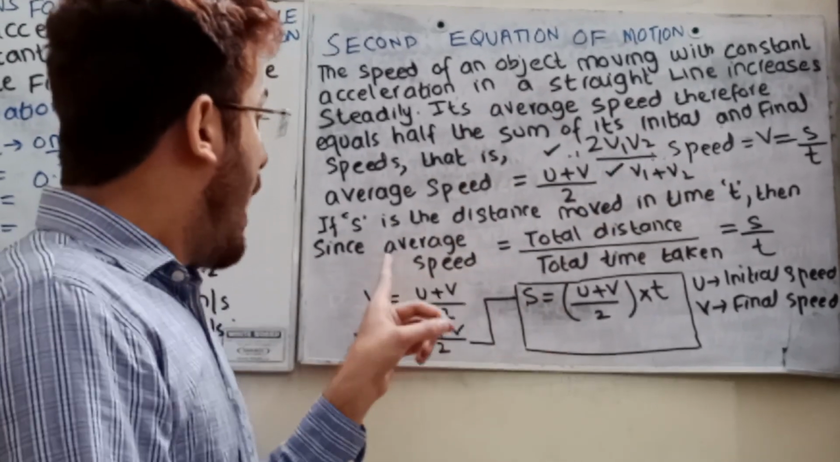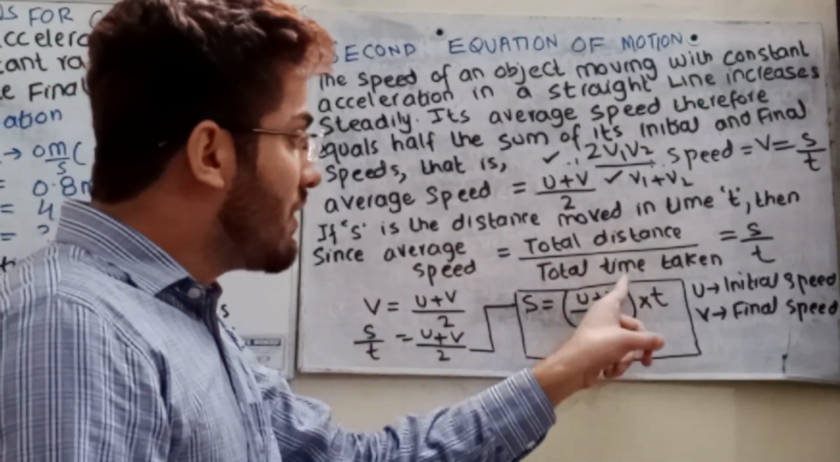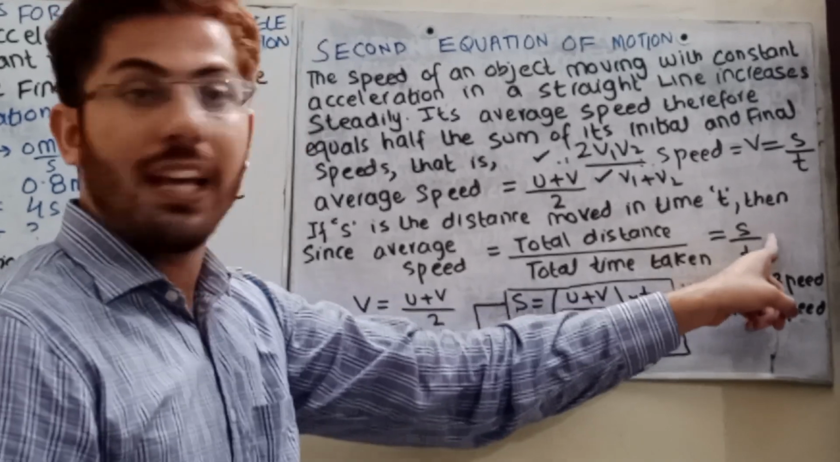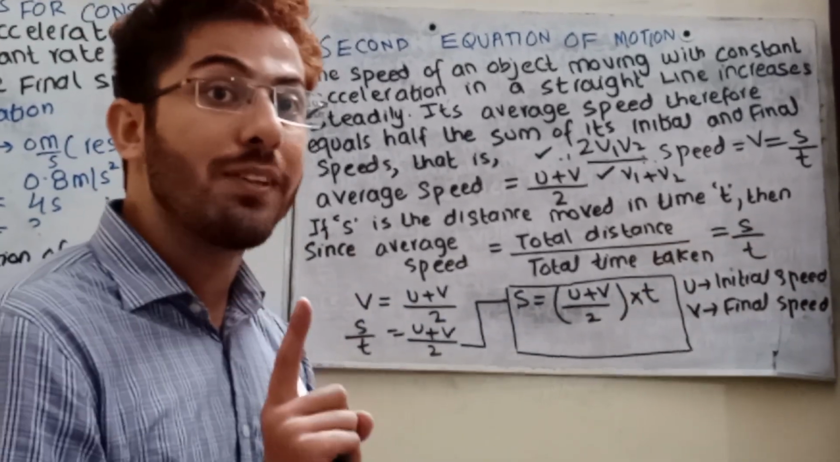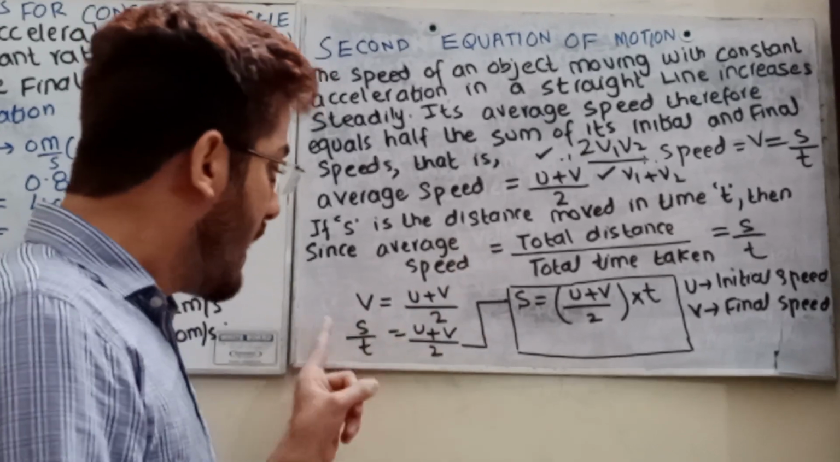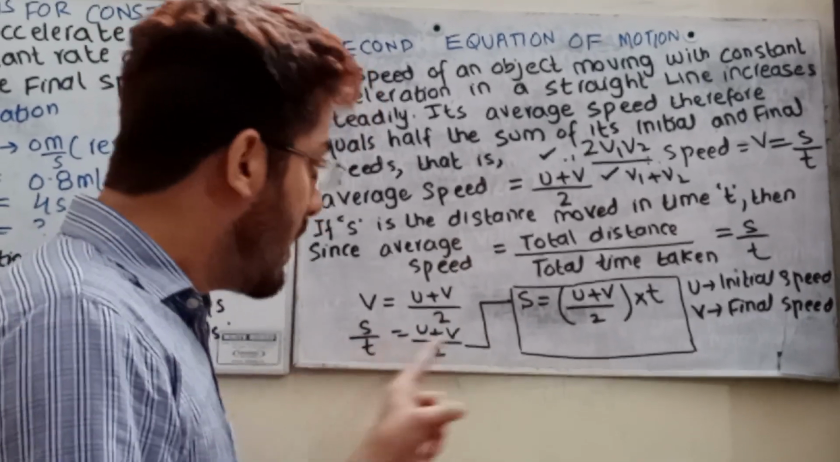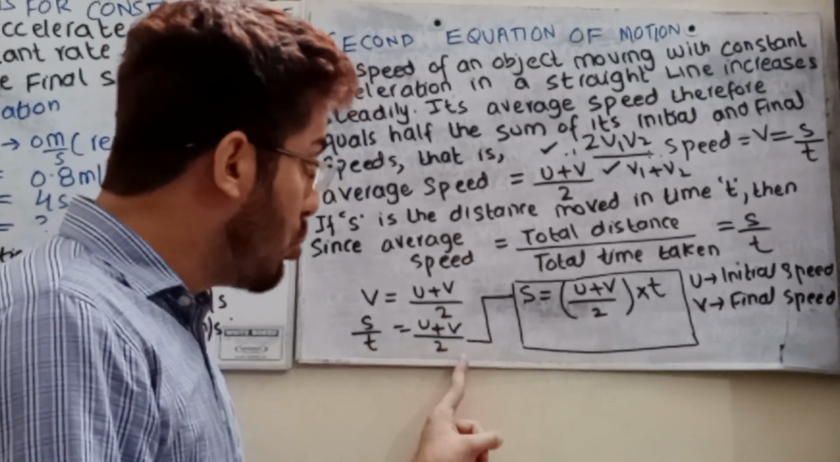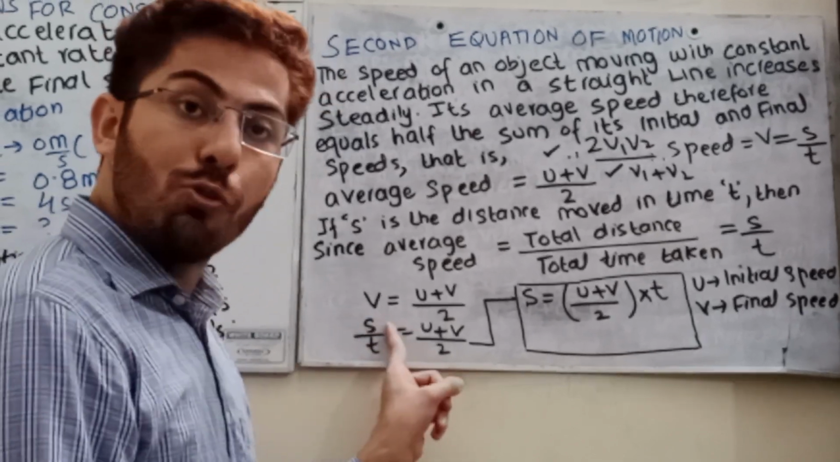Now, average speed is equal to total distance upon total time. Total distance is denoted with s. Student, do remember these symbols: s upon t. Now I can replace the average speed with s upon t, equal to initial plus final velocity upon 2. Then definitely we need to find the distance.